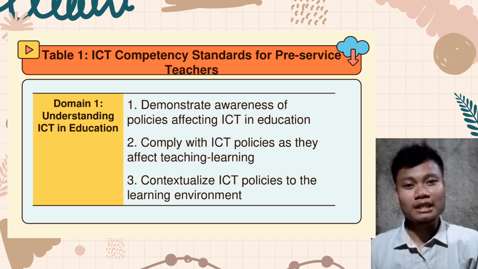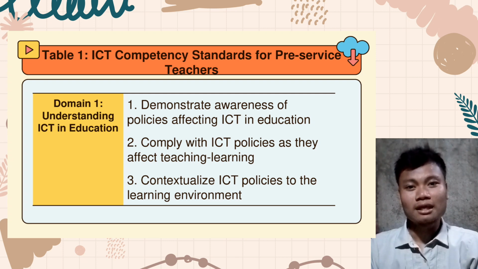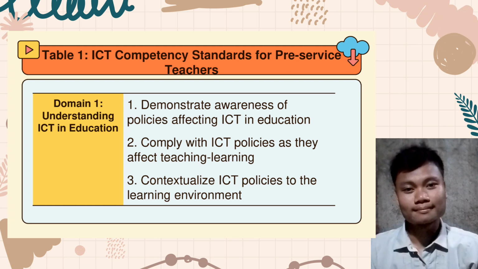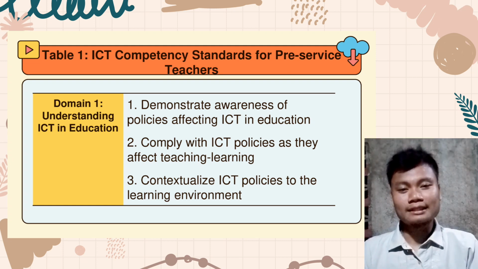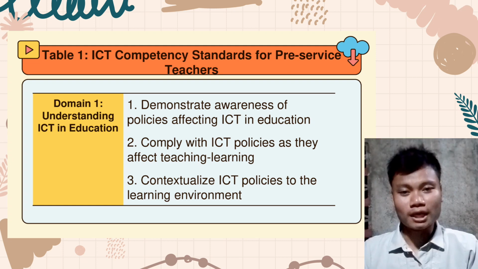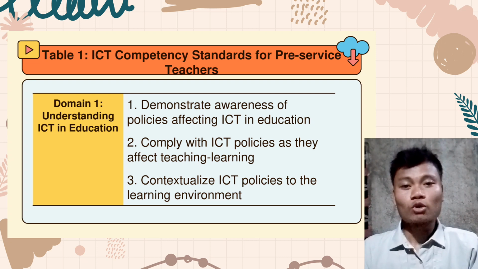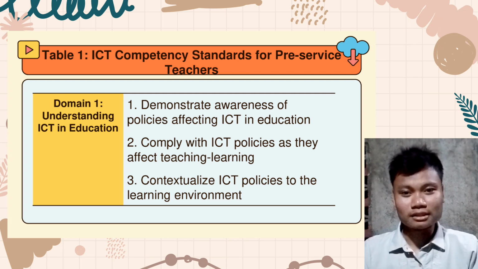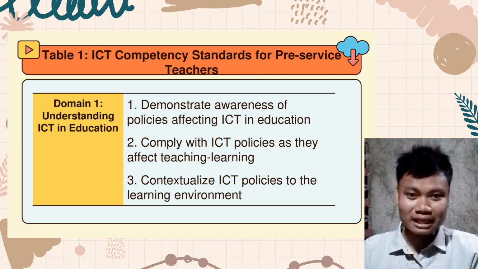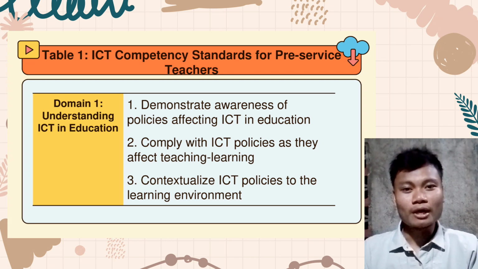You need to demonstrate the awareness of the policies, the do's and the don'ts. You have to comply with ICT policies as they affect the teaching and learning, and then you have to contextualize the ICT policies to the learning environment. In order for you to gauge your understanding of ICT in education, you have to understand these 3 indicators.